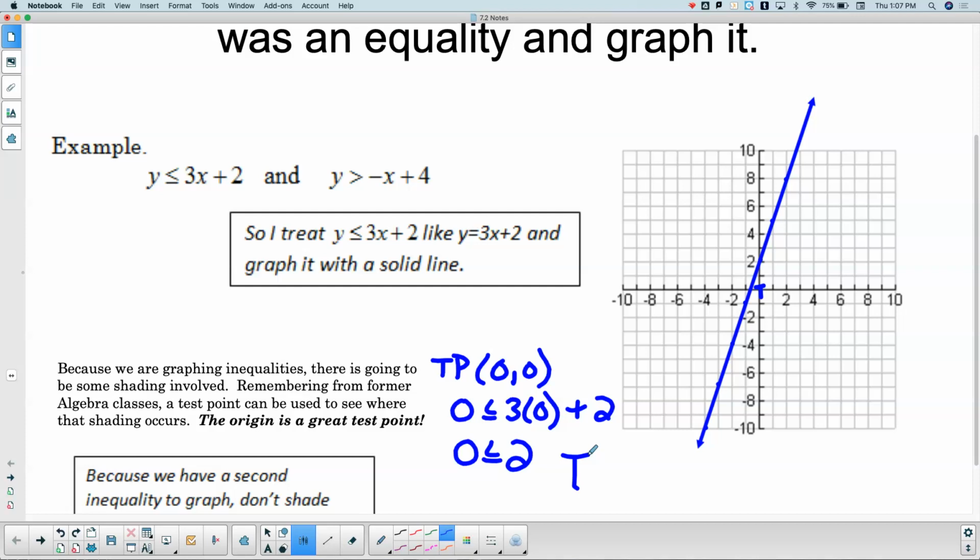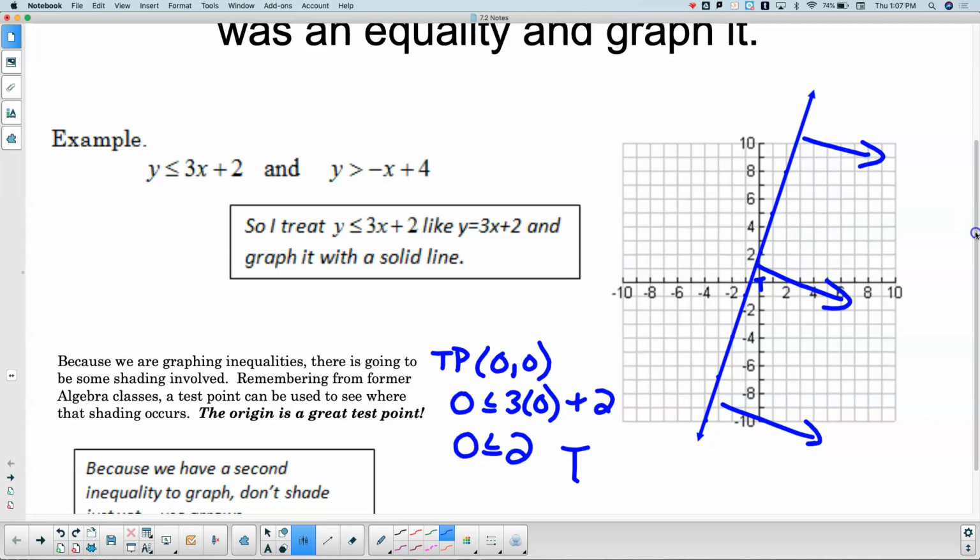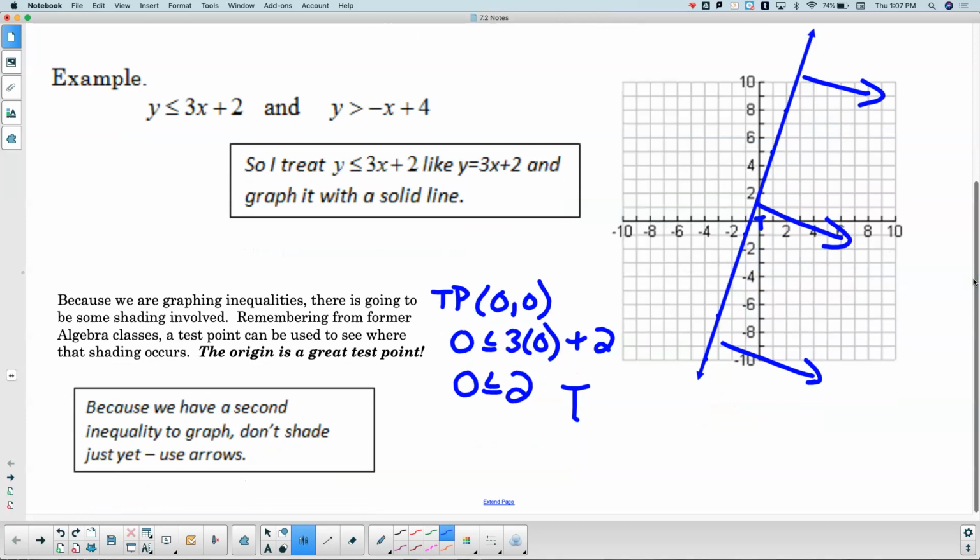So since that is a true statement, now here's the kicker. Because I've got a whole nother line to put on there, I'm not going to shade this entire side. I'm just going to draw a couple of arrows on that side, signifying which way I would be shading. But because we have to do a whole nother line, or sometimes we might even have to do 2 or 3 more lines, I'm not going to shade until the very end. Good with that?